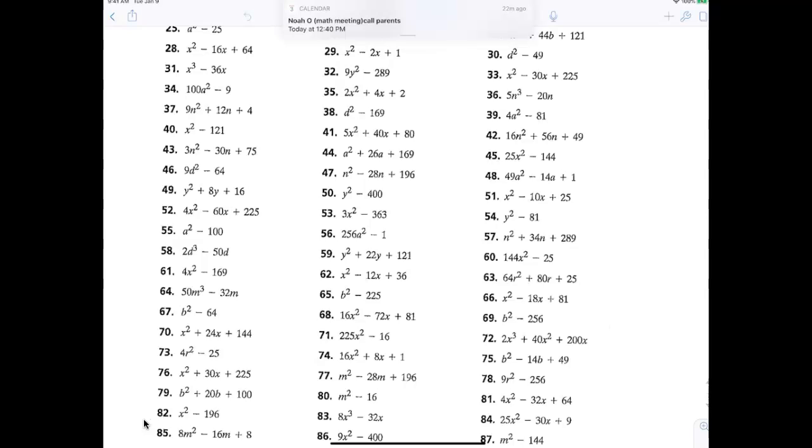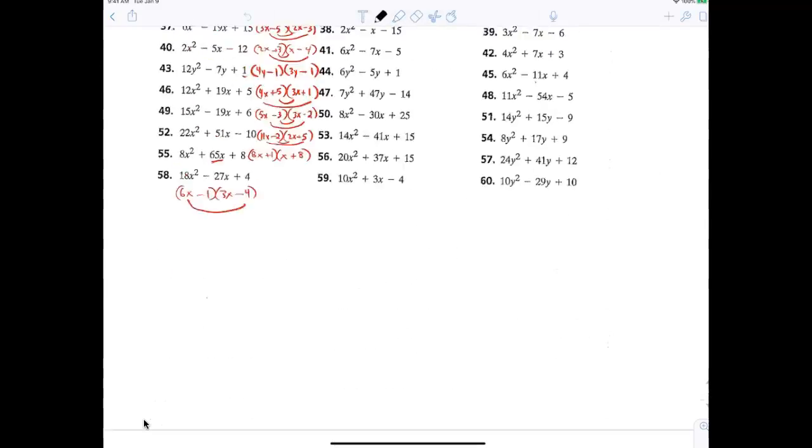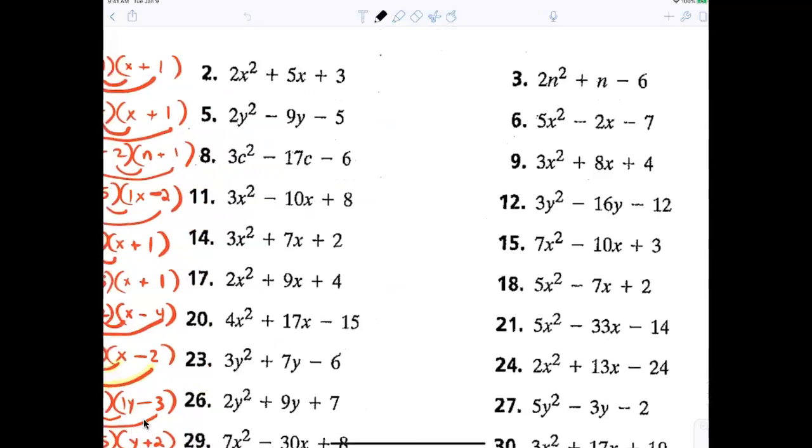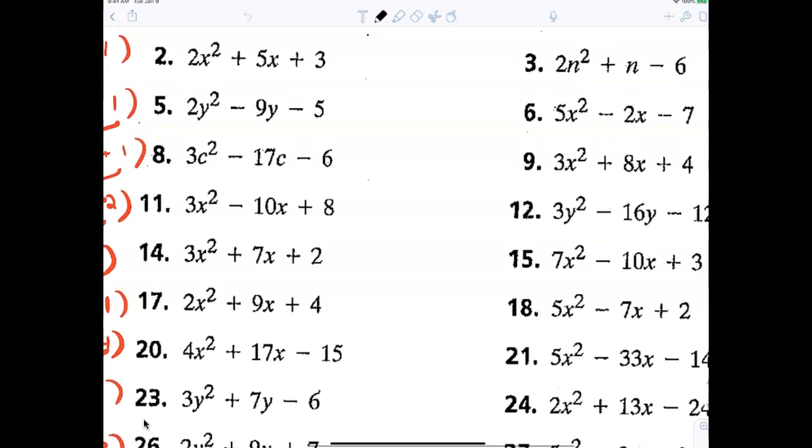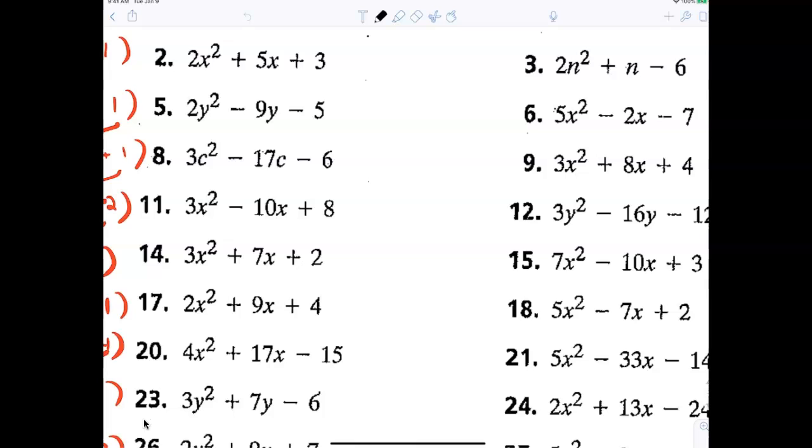All right, so what I'd like for you to do is to blow up on number 2. All right? And what I want you to do is try to remember that every single time you're going to have 2 sets of parentheses. So that's the first thing you're doing, is writing down 2 sets of parentheses.